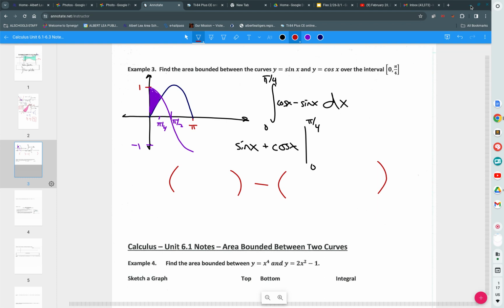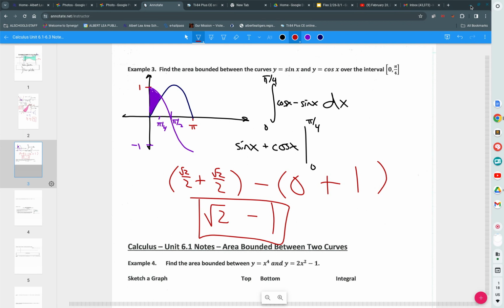Okay. All right, what is the sine of pi over 4? Root of 2 over 2. Plus root of 2 over 2. Minus the sine of 0 is 0 plus 1. That makes more sense. What is the root of 2 over 2 plus the root of 2 over 2? Just square root of 2. Minus 1. That's good enough as an answer? Yes. So this is a problem.